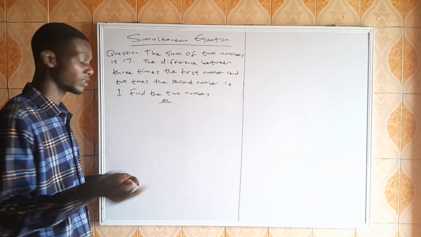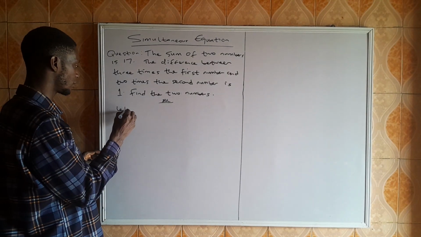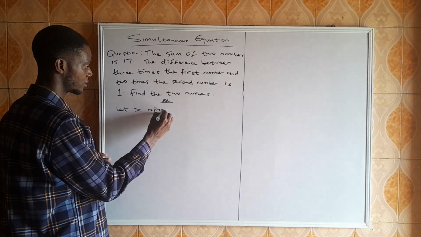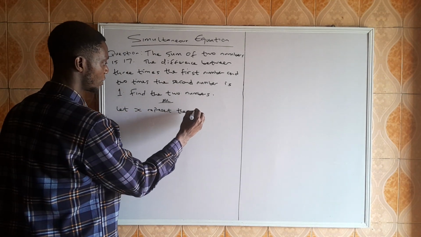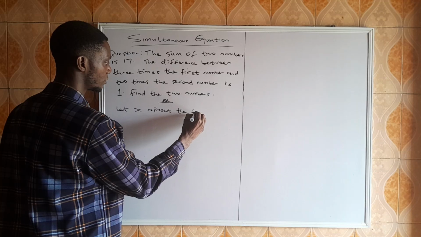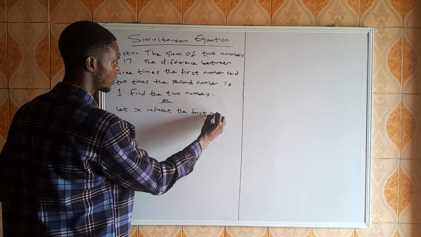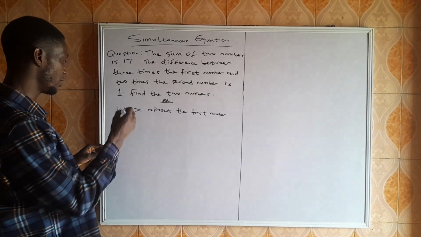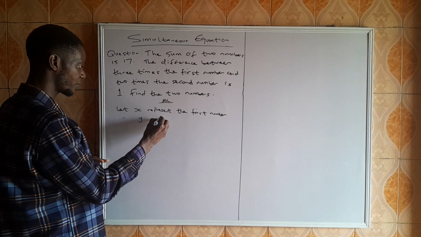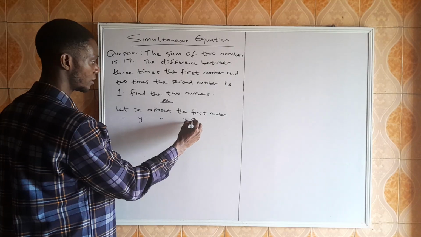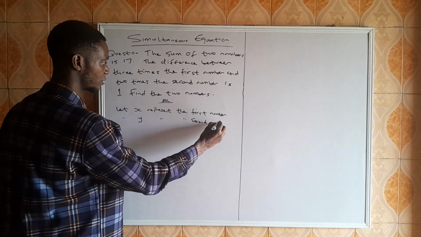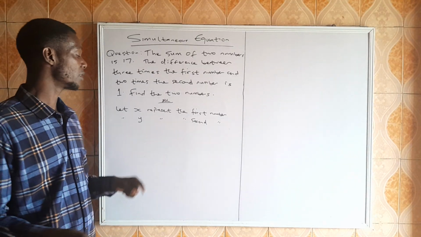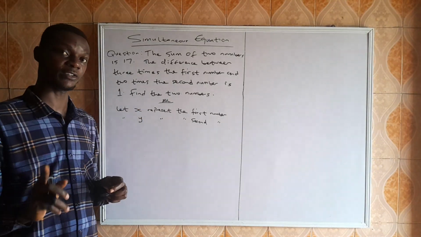We don't know the two numbers, so you can say let S represent the first number, then let Y represent the second number. So the first number is S and the second number is Y. Now we want to find the value of S and also the value of Y.